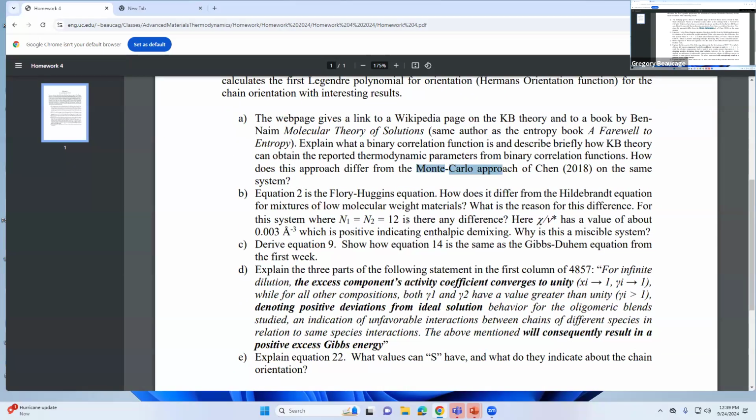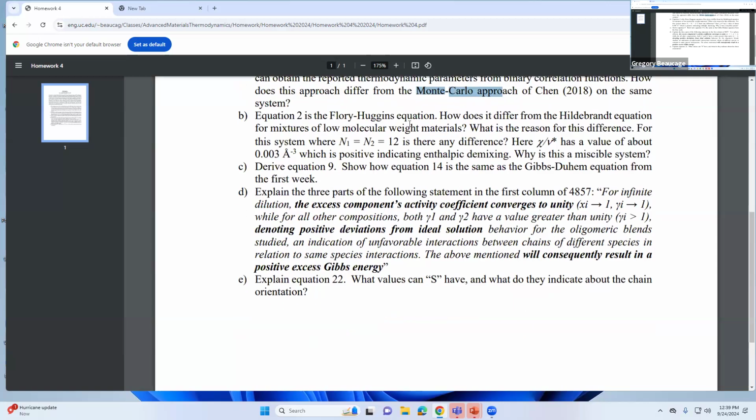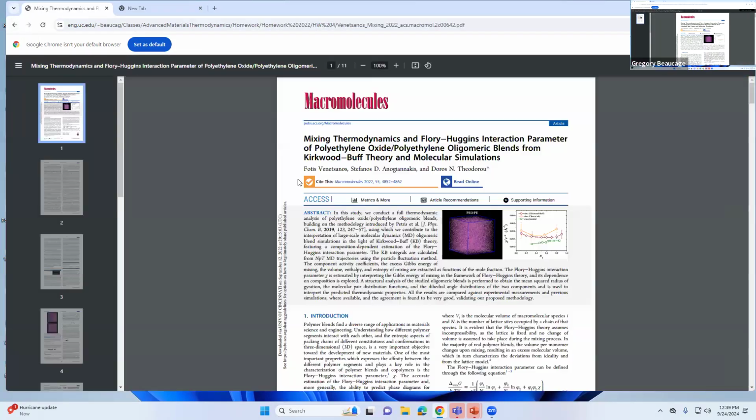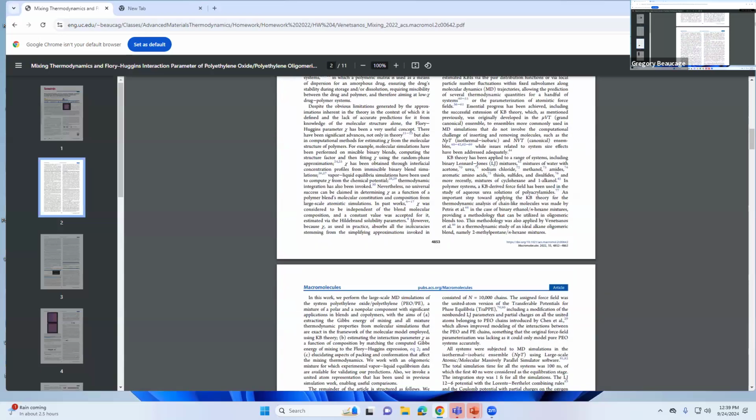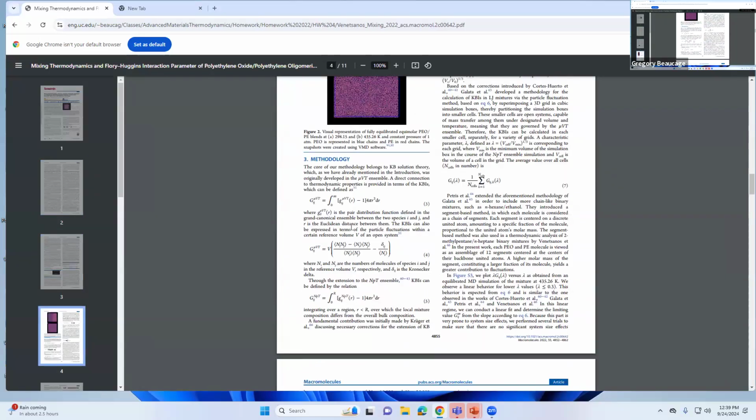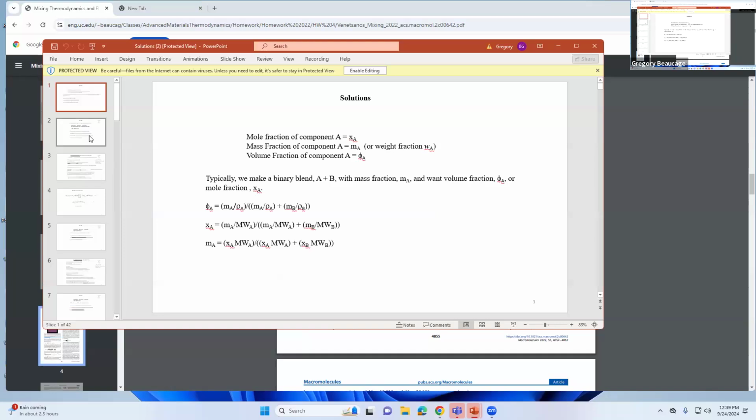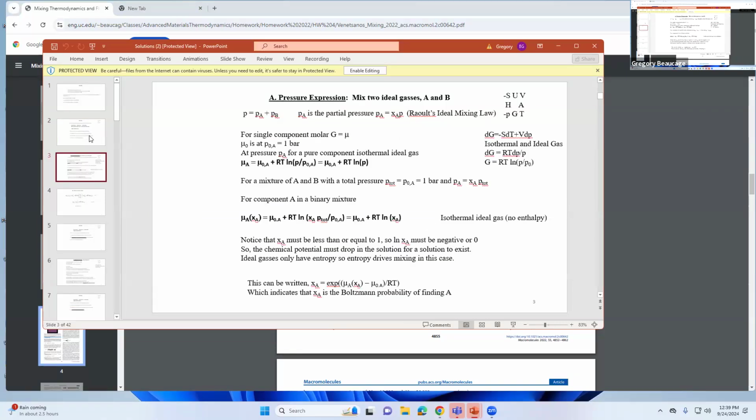For the rest of this, some people mixed up the Hildebrand with the Flory-Huggins, so there are various ways you could mess that up. Basically, everyone got it right. Derive equation 9, so that got kind of confusing. It says derive equation 9, it said you should derive equation 10, but deriving equation 9 is from the third slide in the solution stuff, we went through it. Solutions like this derive equation 9.